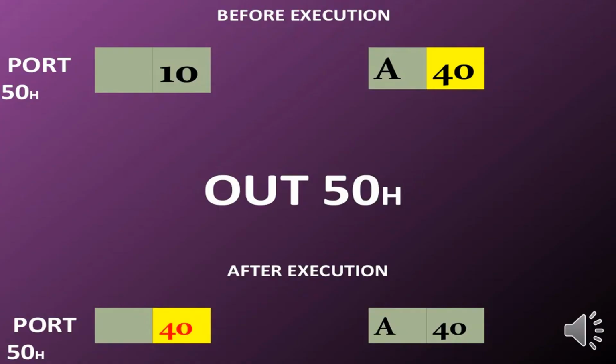So before the execution, the port address stores some value, and say the accumulator value is 40. After the execution of OUT 50H, where 50H is a port address, the port address is loaded with the accumulator value of 40. So after the execution of OUT 50H, the accumulator content and the port 50 content are the same. In this way, we can send data to the port.